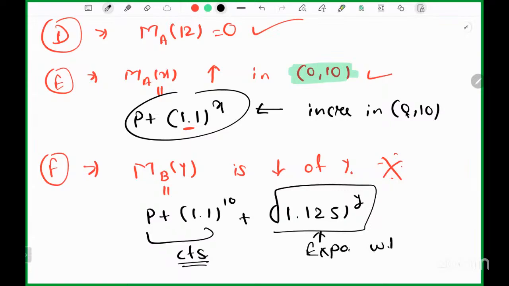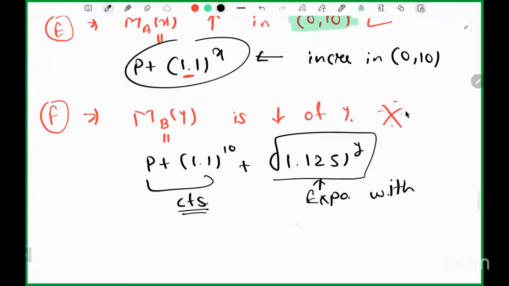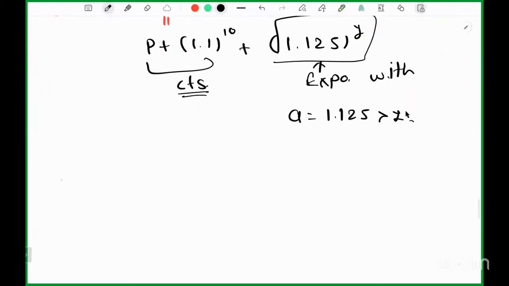and here the base is 1.125. It is greater than 1. So whenever we have an exponential function with the base greater than 1, that function is an increasing function, not a decreasing function, right? We know that two graphs are there.